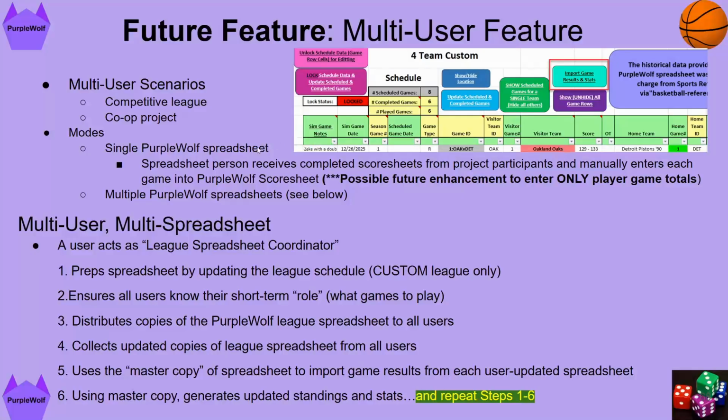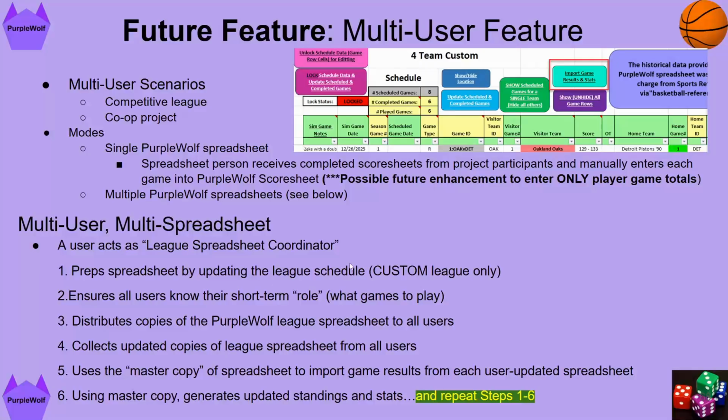These 2 different modes: one would be you have a spreadsheet person that receives completed score sheets from different project participants, and then when that person receives them, they would manually enter the results. I think this is a case where it would likely rely on this other future enhancement of being able to enter the game totals for a player as opposed to the events. But they could enter each event too if you wanted to record that.